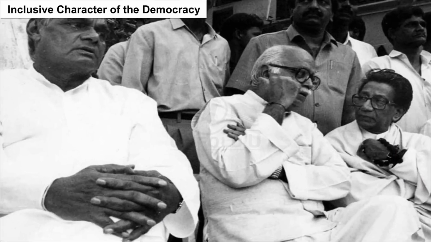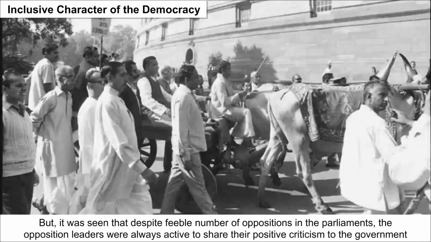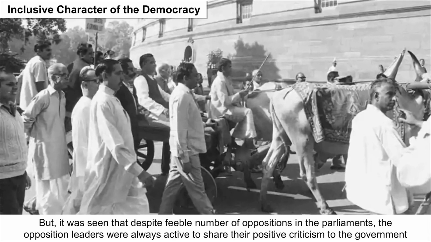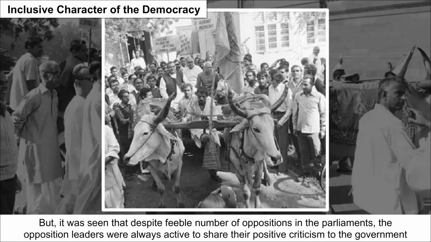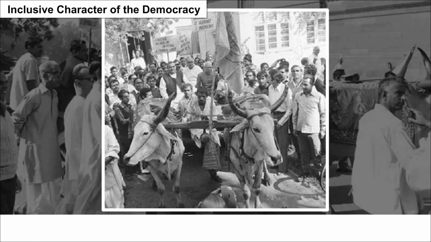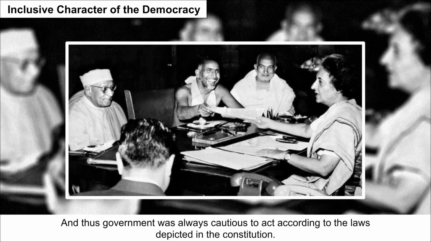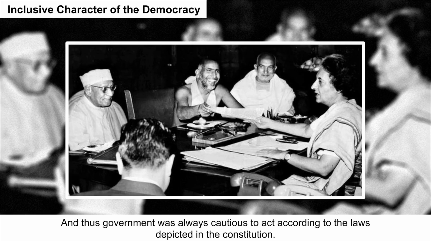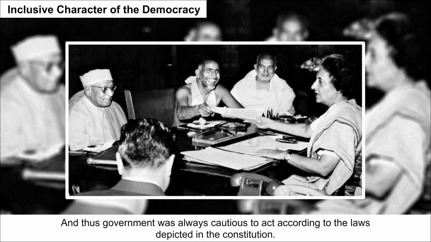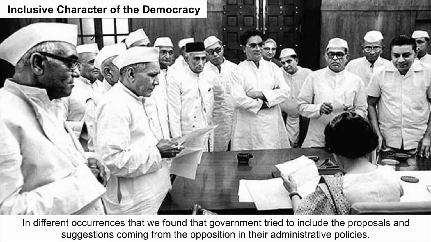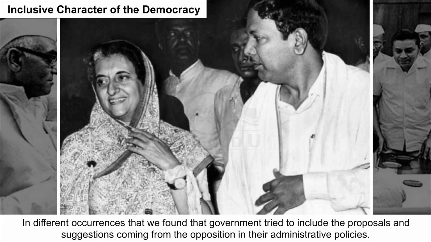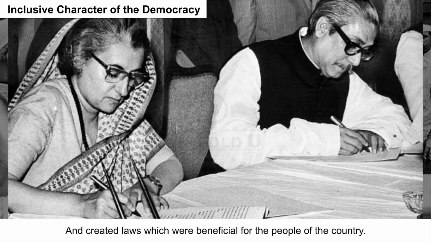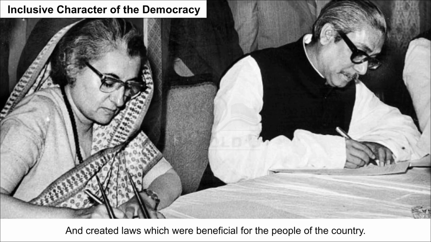Inclusive character of the democracy. But it was seen that despite the feeble number of opposition members in the parliaments, the opposition leaders were always active in sharing their positive criticism with the government. And thus the government was always cautious to act according to the laws depicted in the constitution. On different occasions, we found that the government tried to include the proposals and suggestions coming from the opposition in its administrative policies and created laws which were beneficial for the people of the country.